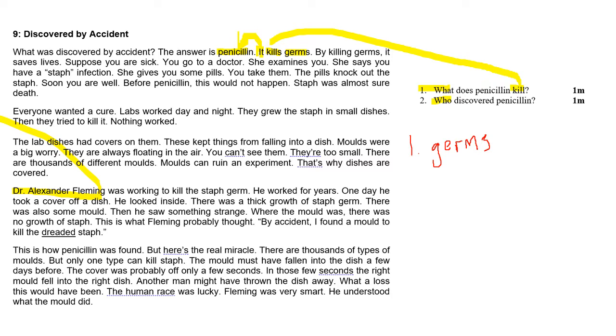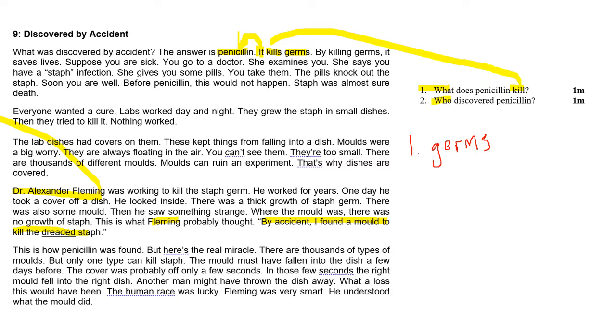Dr. Alexander Fleming was working to kill staph germ. He worked for years. One day he took the cover off a dish and he looked inside. There was a thick growth of staph germ. There was also some mold. Then he saw something strange. Where the mold was, there was no growth of staph. This is what Fleming probably thought. By accident, I found a mold to kill the dreaded staph.